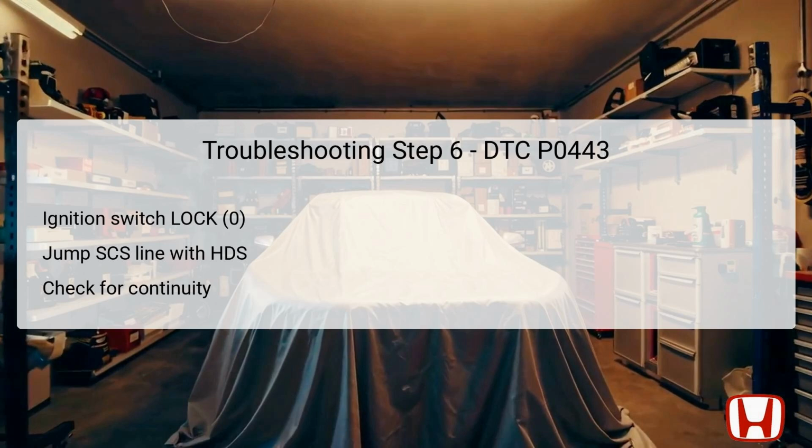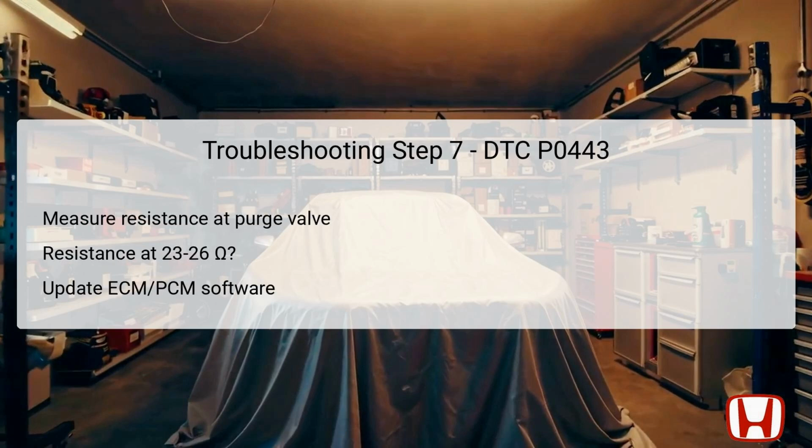However, if there is no continuity, repair is required on the PC sol line to ensure proper communication and operation of the purge valve within the system. The final troubleshooting step requires measuring the internal resistance of the EVAP Canister Purge valve. To carry out this test, ensure that the ignition switch is turned to the lock position and that both the EVAP Canister Purge valve connector and the ECM/PCM connector are disconnected.